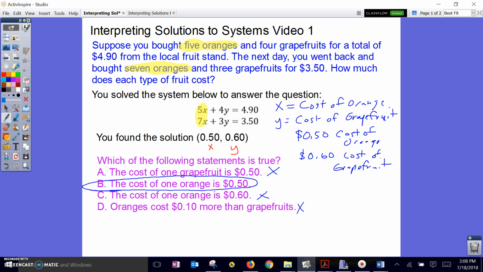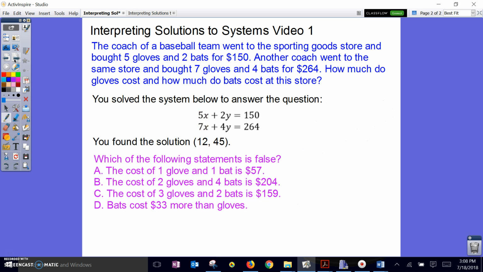Alright, next example. Coach of a baseball team went to the sporting goods store and bought 5 gloves and 2 bats for $150. Another coach went to the same store and bought 7 gloves and 4 bats for $264. How much do gloves cost and how much do bats cost at this store? So you solve the system below to answer the question.